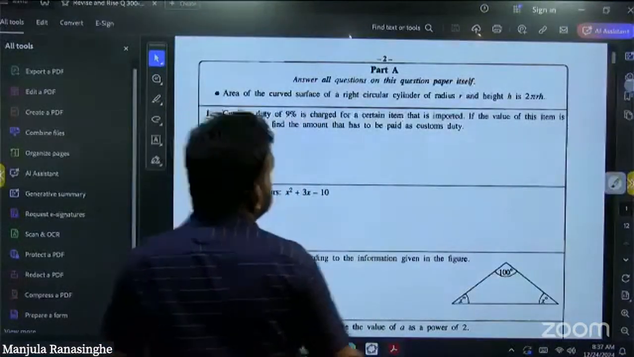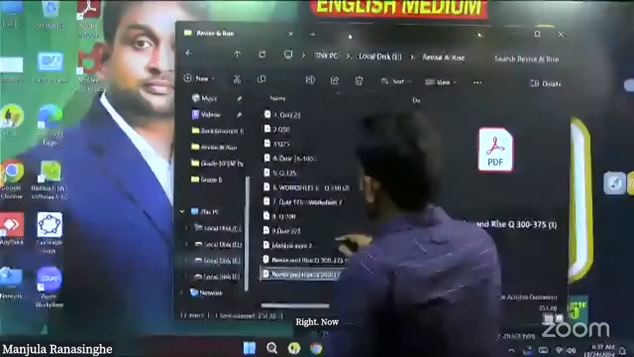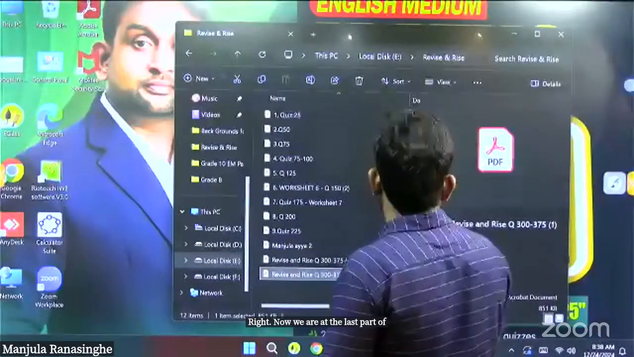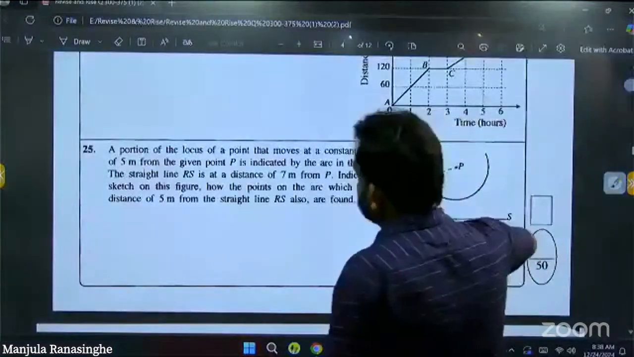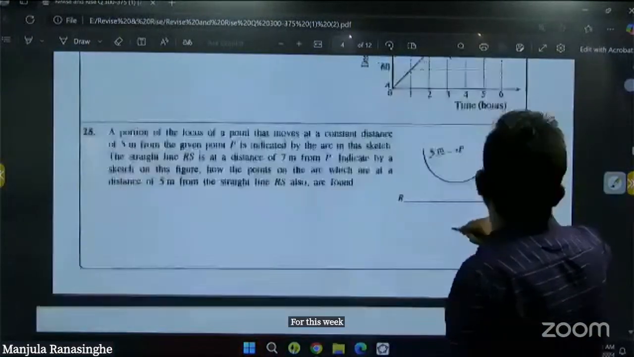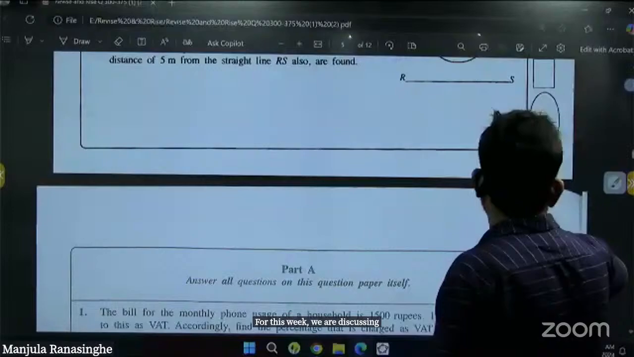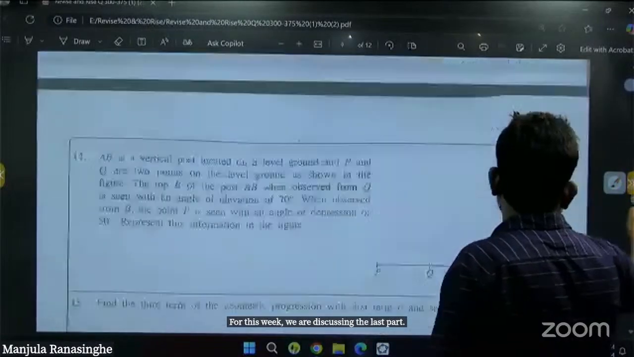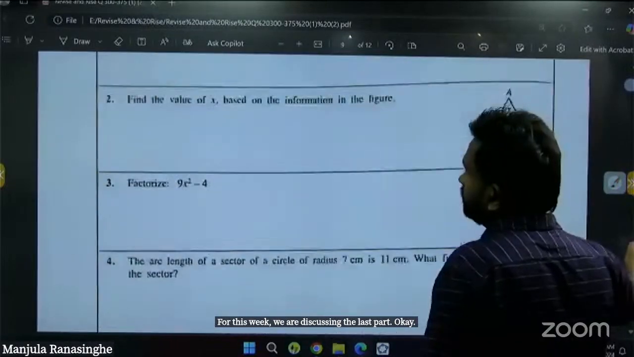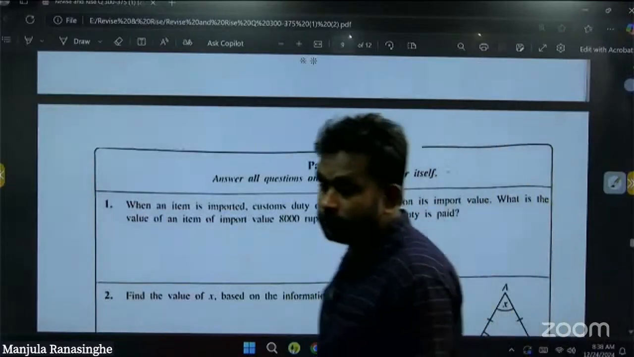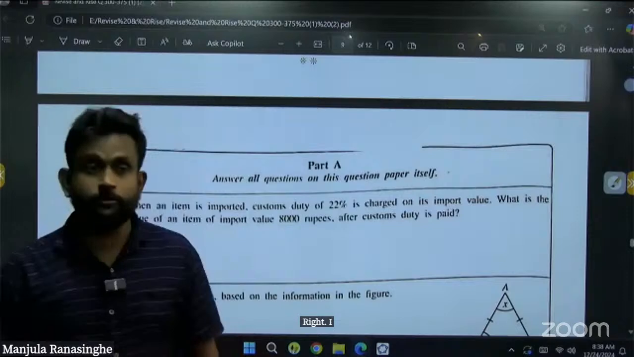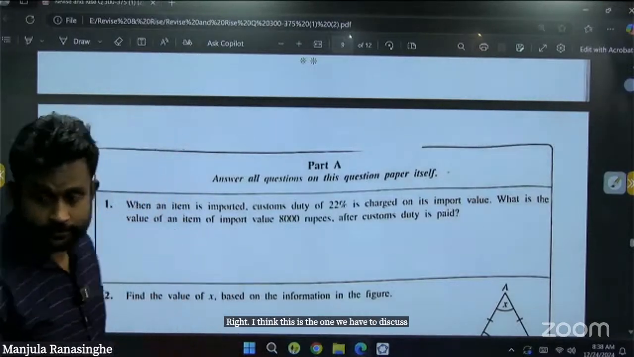Right. Now we are at the last part of this question series. For this week, we are discussing the last part. I think this is the one we have to discuss today, isn't it?